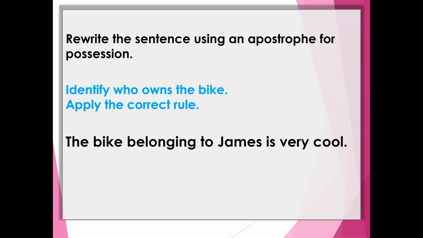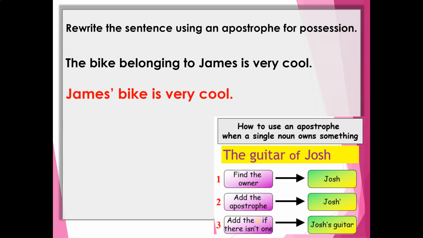For this challenge, I want you to rewrite the sentence using an apostrophe for possession. The bike belonging to James is very cool. You need to identify the owner and apply the correct rule for the possessive apostrophe. Pause the video now while you have a go. We can see the correct sentence is James's bike is very cool. Did you use the possessive apostrophe correctly? Identify the owner, which is James. Place your apostrophe to show ownership. But we didn't add an S because James already ends with an S.